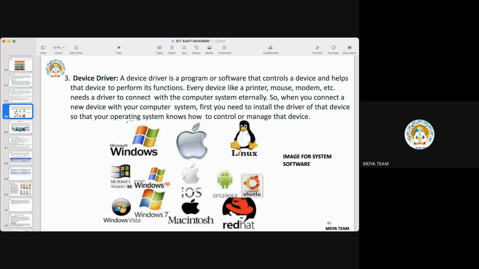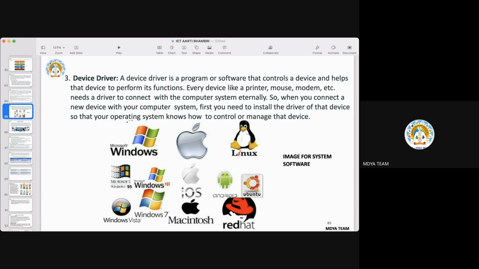Now there are some device drivers. Device drivers are a set of instructions or programs that control a device and help the device to perform its function. So every device like a printer or a mouse or a modem needs certain drivers to connect with the system. Because these are external peripheral devices, you can say printer, mouse, modems, they are not part of your computer. They are connected externally to your system.